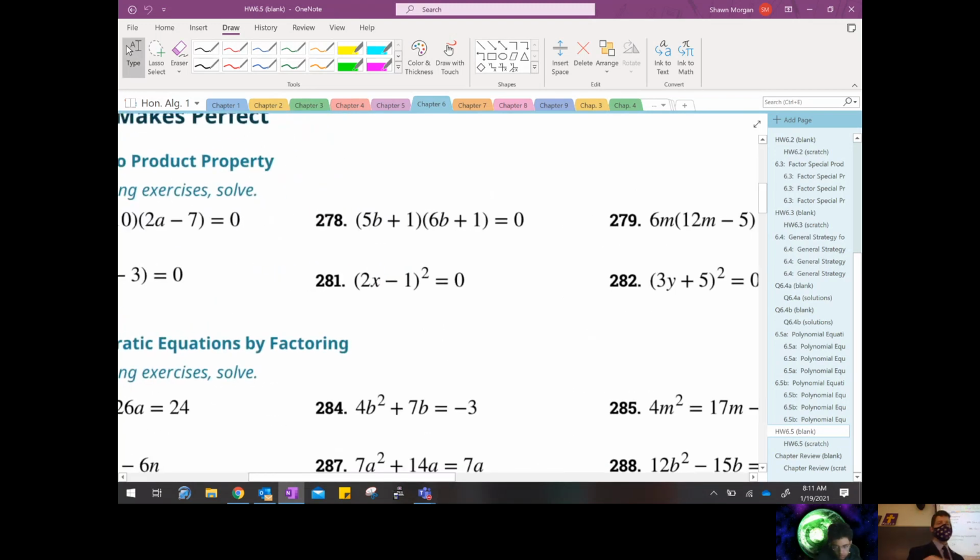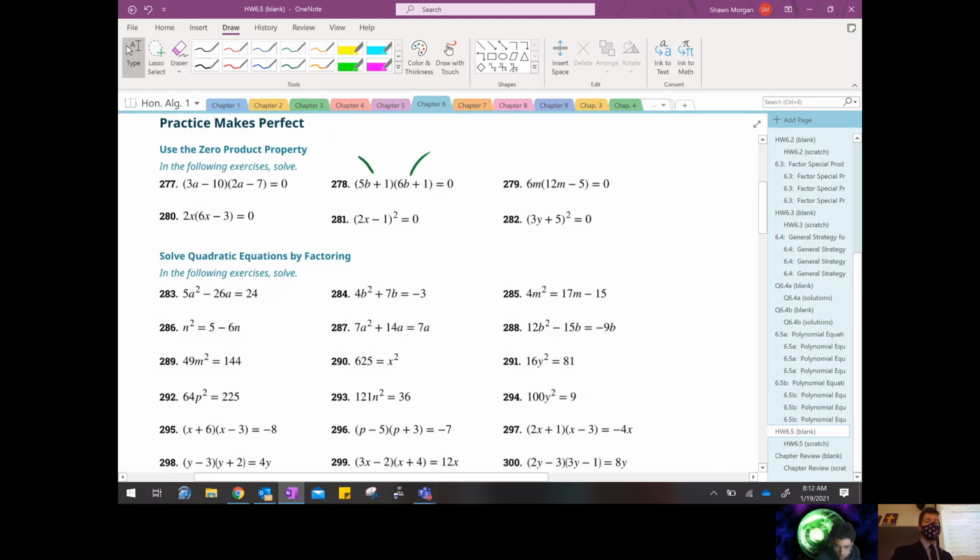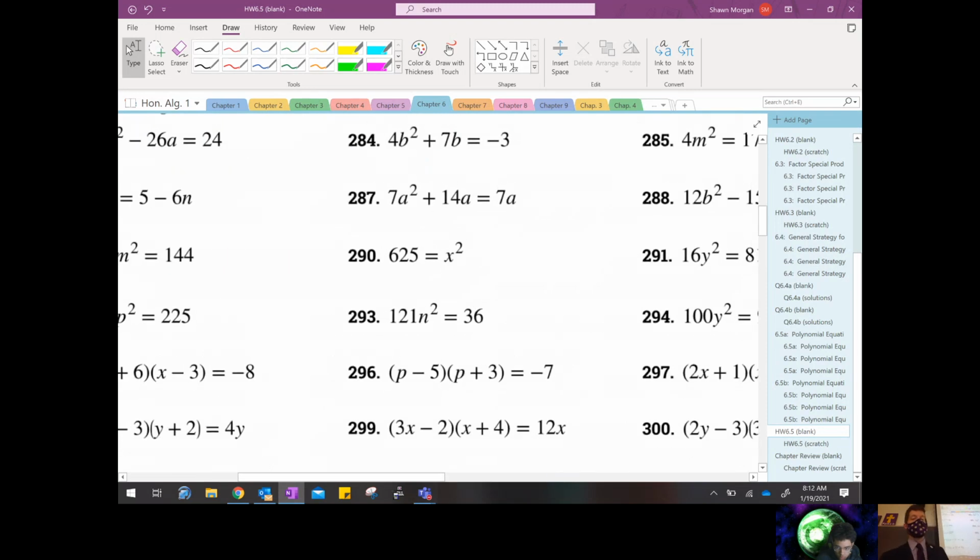Actually, no, that one's even easier. They've already factored it out since it said equal to 0. You just set each individual factor equal to 0 and solve. That one's just a ZPP, no factoring involved. But look at 290. Subtract 625 from both sides, factors the difference of 2 squares. Okay, and on and on and on we go.